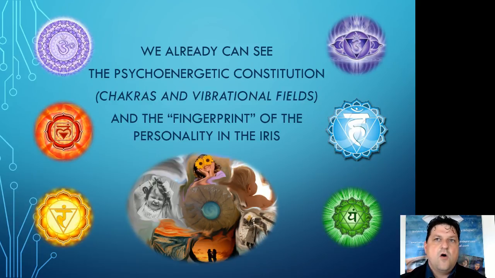In the iris, we can see all the patterns of our personality, patterns of thoughts, emotions, and how we perceive the things around us and how we react to these things. Okay, all the stimuli that we have around us result in a reaction, and that reaction depends on how we perceive these things. But also in the iris, we can see more than the simple patterns. We can see the real fingerprint of the person, right? With very precise details. So our psychoenergetic constitution is possible to see in the iris.